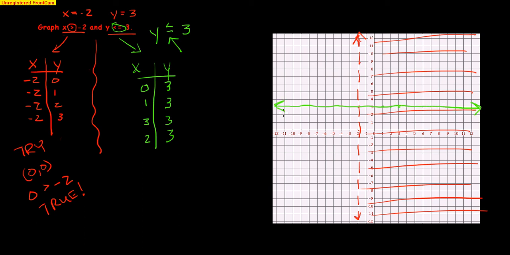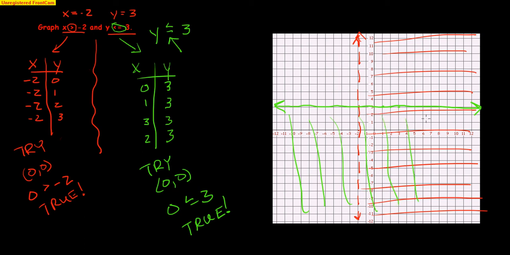Now I want to see which side I'm going to shade. So I try 0, 0 again. I plug in a 0, and I get 0 is less than or equal to 3. And I say, is that true? Yes, that is true. So again, 0, 0 is on this side. It came up true, so I shade all of this, trying to go perpendicular to that line the way I shade.